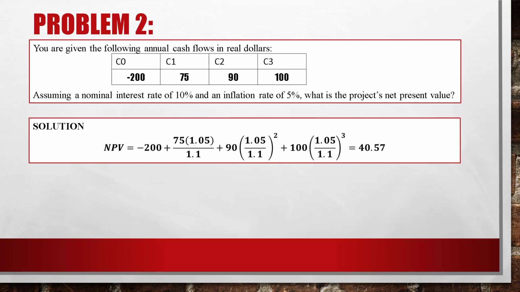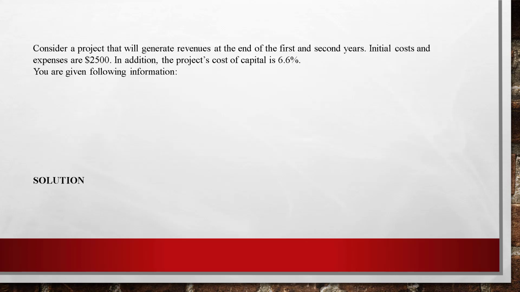So we take 75 times 1.05 divided by 1.1 because the inflation rate is 5% and the interest rate nominally is 10%. Then time 2, we got 90 times 1.05 over 1.1 squared because we calculated at time 2. Then time 3, we got 100 times 1.05 over 1.1 cubed. And the answer here is 40.57. So the net present value of this project is 40.57.